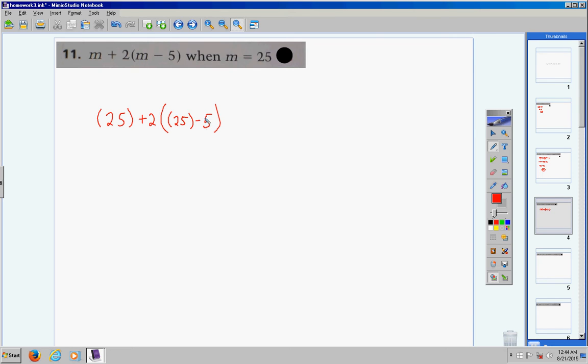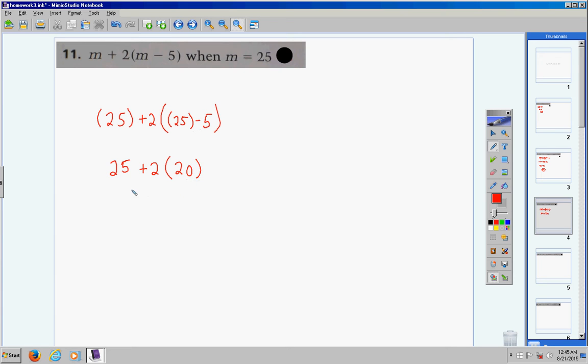Okay. Well, as I look at this, I don't see any powers, roots, or absolute values. However, I do see I've got some parentheses with work that I've got to do here on the inside. So I'm going to bring down my 25. Now, it was important to always put parentheses when I made a substitution, but I can see now these parentheses here are really irrelevant, okay? I mean, parentheses around a 25 is still just a 25. Bring down your positive 2. Then inside here I have a positive 25 minus 5. 25 minus 5, that would be 20.